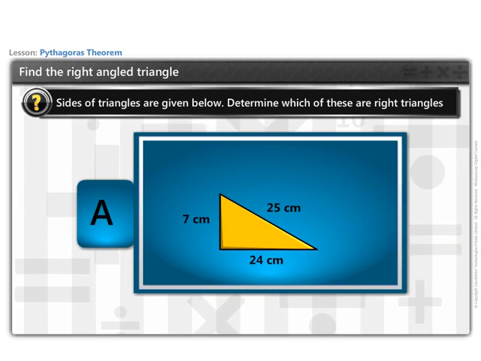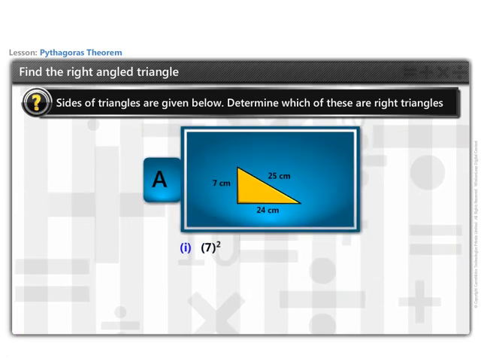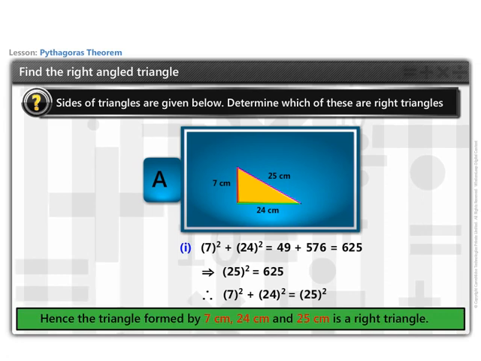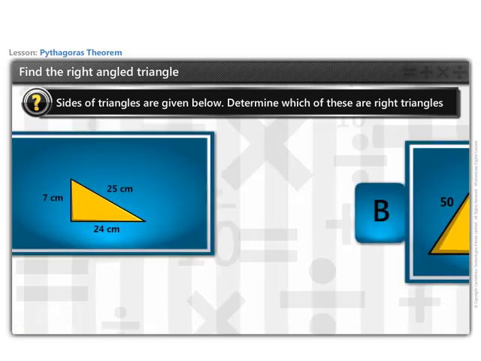For the first set of given data, applying Pythagoras theorem, the sum of the squares of the two sides is equal to 7 square plus 24 square, which is equal to 49 plus 576, which is equal to 625, which is the square of the third side. Therefore, 7 square plus 24 square is equal to 25 square, and hence the triangle formed by 7 centimeters, 24 centimeters and 25 centimeters is a right triangle.